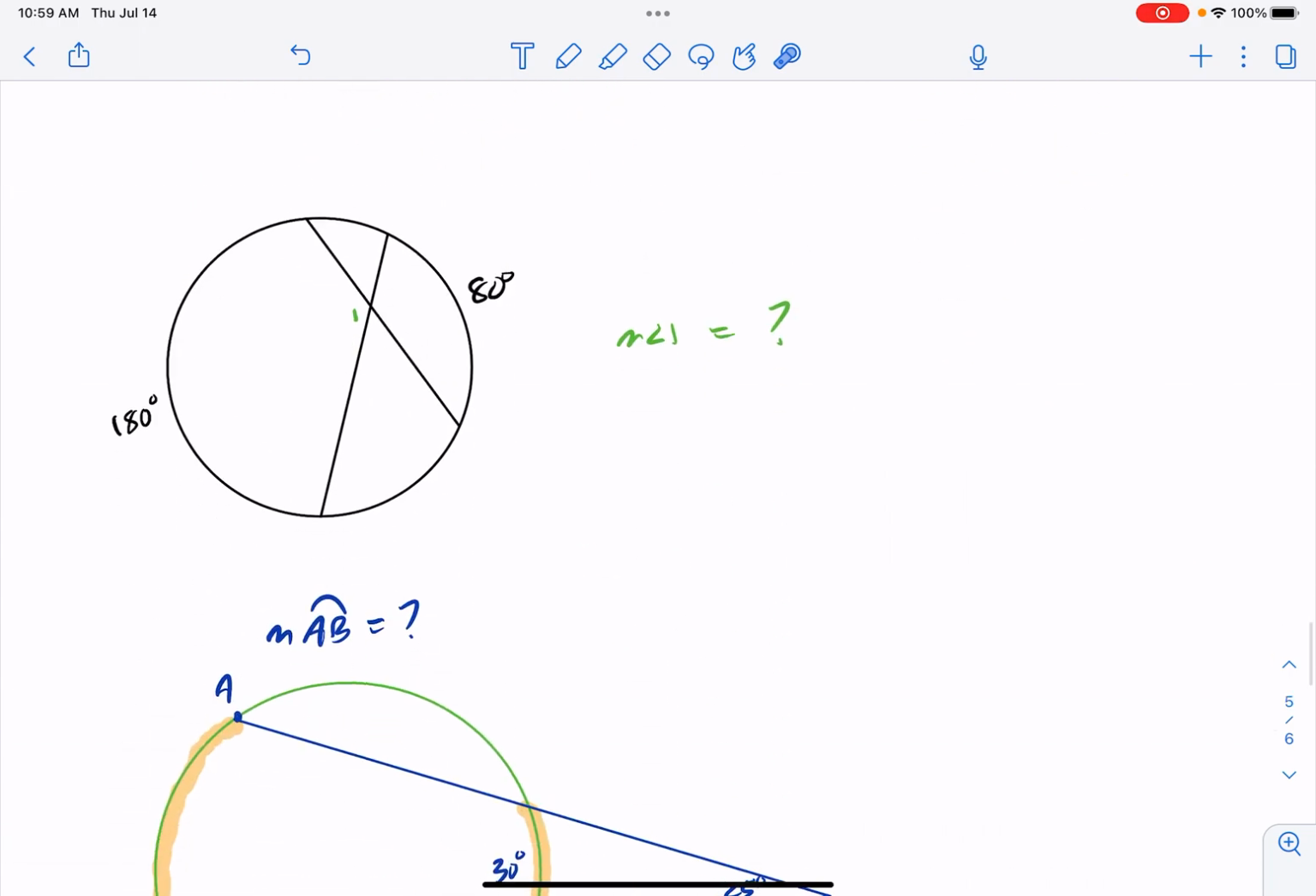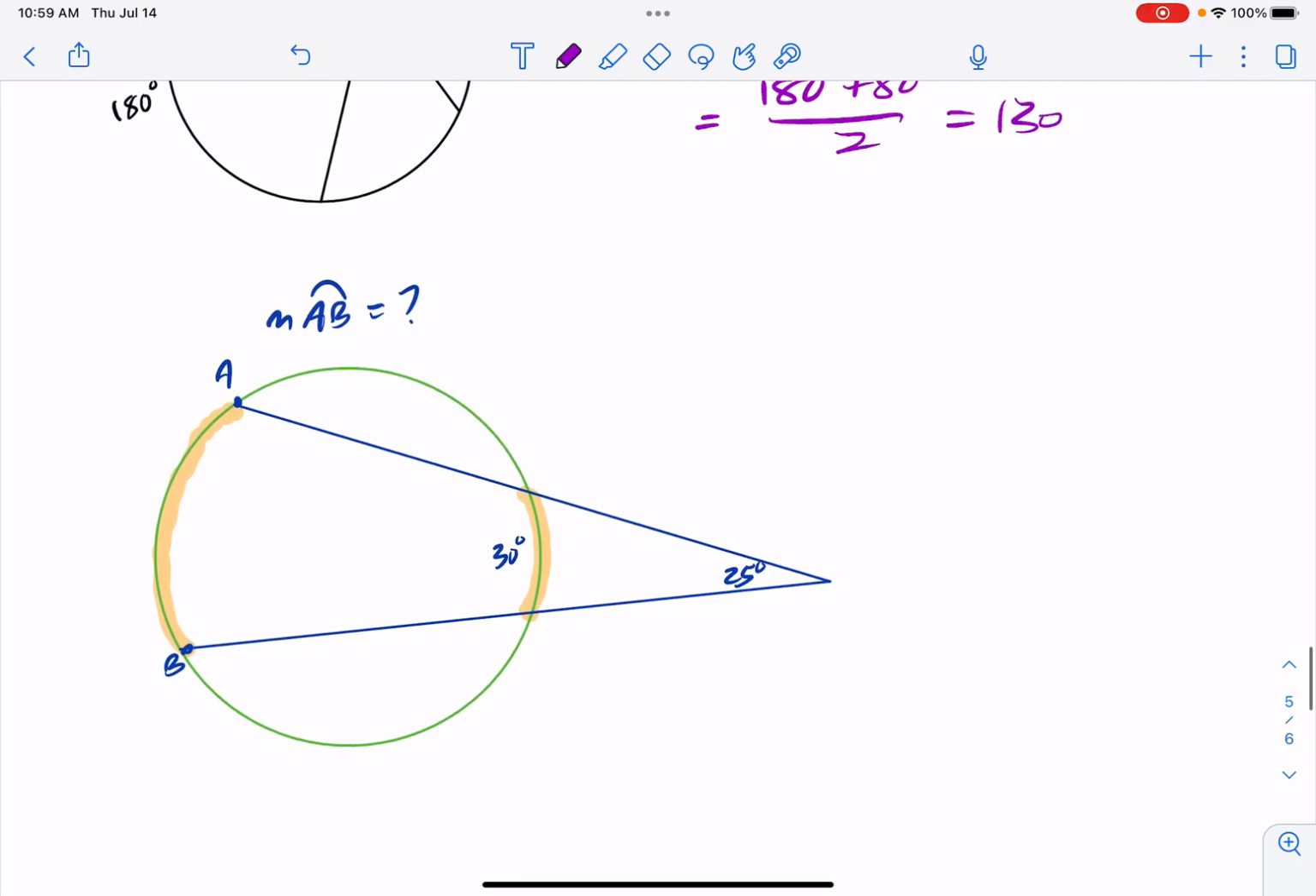Here's another one. Here's angle 1. It's formed by intersecting chords. If I have an 80-degree arc here and a 180-degree arc here, how do I find the measure of angle 1? So hopefully you remember this is the case where we just average how big is the arc in front with how big is the arc behind them, and we get 130.